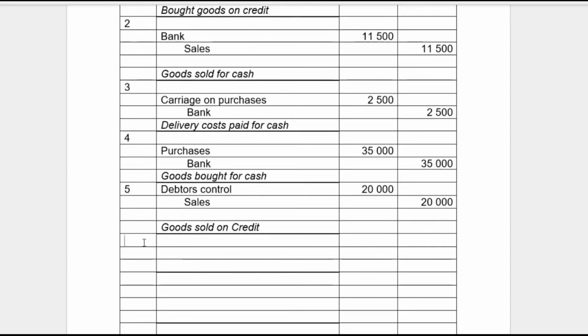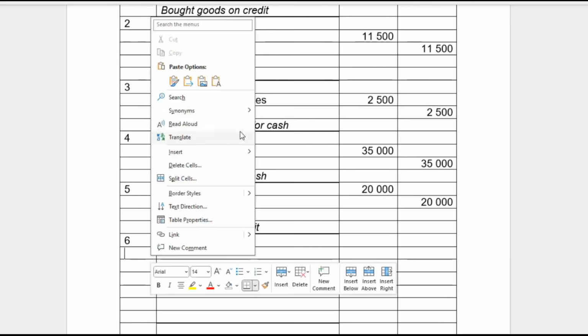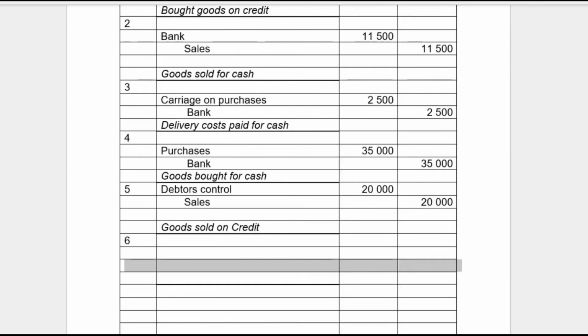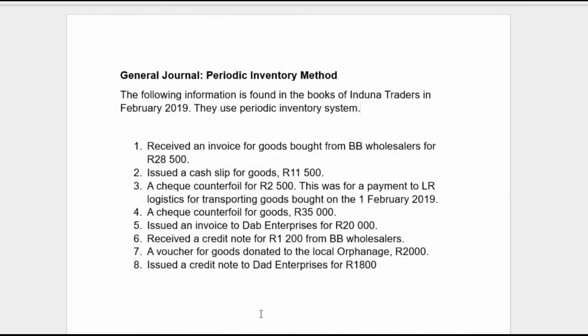Let's go to transaction number 6. Transaction number 6 says received a credit note for 1,200 from BP wholesalers, right? So remember, here it indicates that you as a business have returned the goods to your supplier. That is why you have received a credit note, because a credit note received is a source document that you receive from your supplier when you return goods to them.